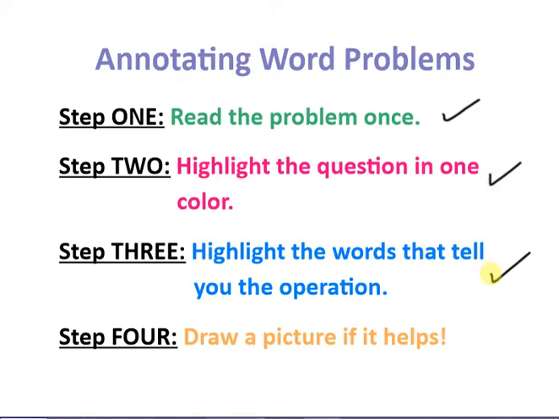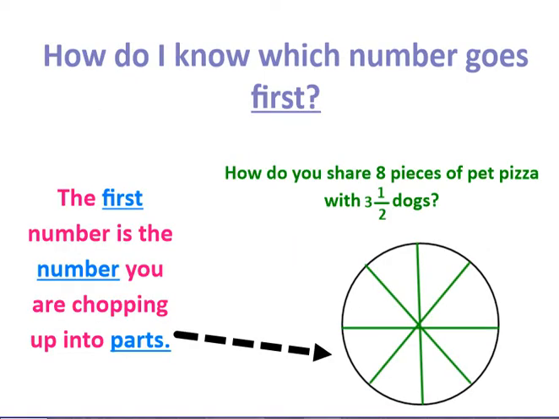And then we're going to go back in another color or in a different type of underline, and we're going to find the operation somewhere in the problem. And it could be a keyword, it could be a hint of some sort, it could be a whole sentence somewhere that hints to us that it's a division problem. And if it does help us, we're going to draw a picture. Now, I will say that division problems are probably the hardest type of word problems to solve. And I'm going to tell you why.